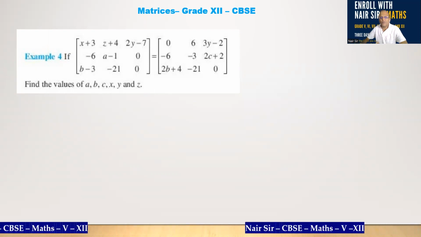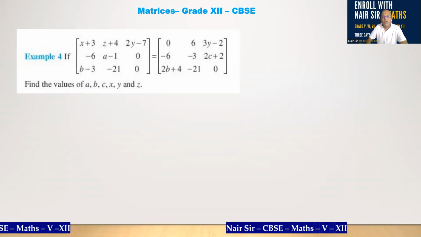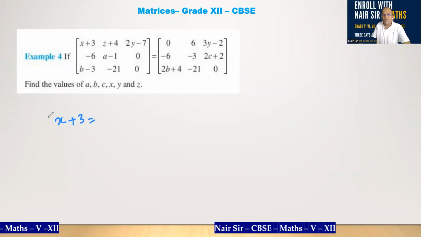It's a simple mathematical question. First and foremost, let me check. Are they equal? They are already given as equal, so I need not check anything. All I need to do is X plus 3 is equal to 0. First equation. Z plus 4 is equal to 6. Second equation. 2y minus 7 is equal to 3y minus 2. This is my third one. Minus 6 is equal to minus 6. So there's nothing I need to do on this.